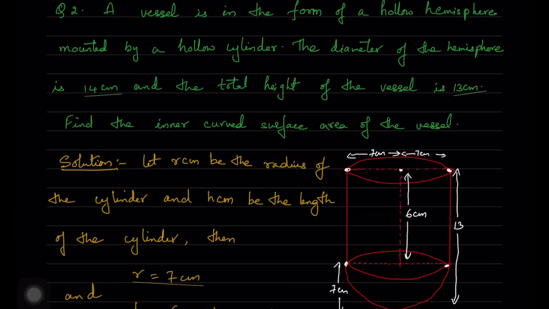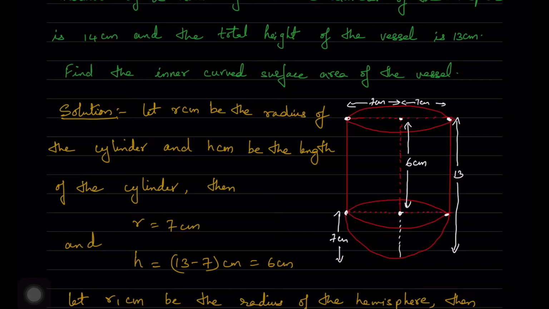So you know that the diameter of the hemisphere is 14 centimeters, which means the radius of this is equal to 7 centimeters. So now this will become the height, this is also the radius. So therefore the height of this is 7 centimeters. The total height of the figure is 13 centimeters. So 13 minus 7 will give you the height of this hollow cylinder.